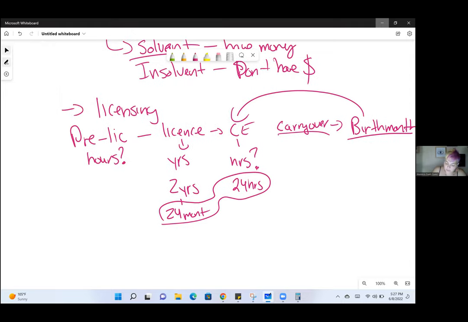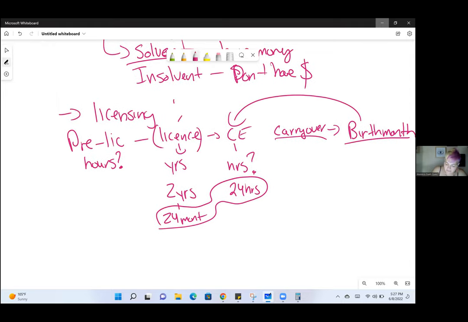Then you also want to know the rules for licensing. You have to be 18, pay the fee, pass the test. You don't need a college degree. You don't need a high school diploma. You just need to pay the fee, pass the test, be 18. So you want to remember that.